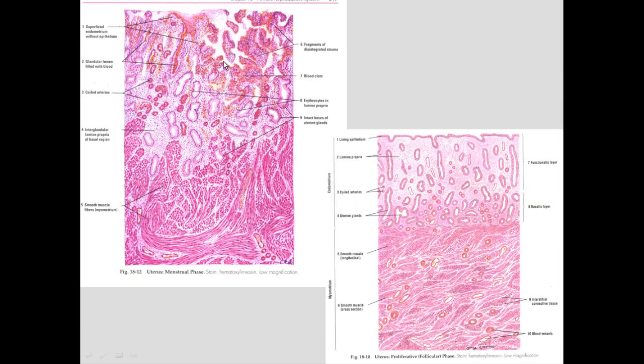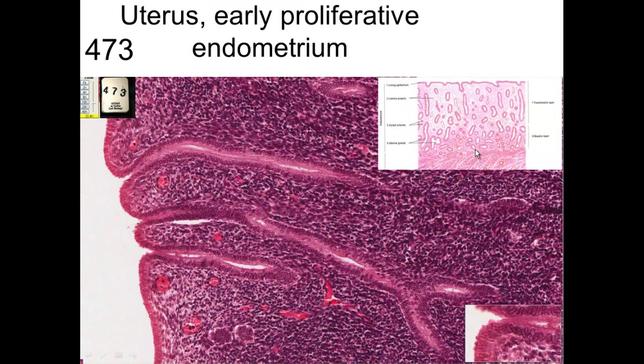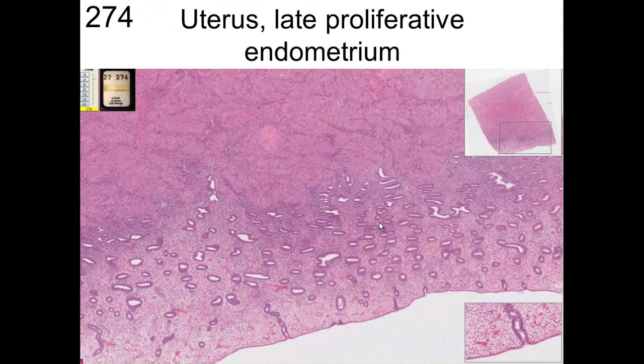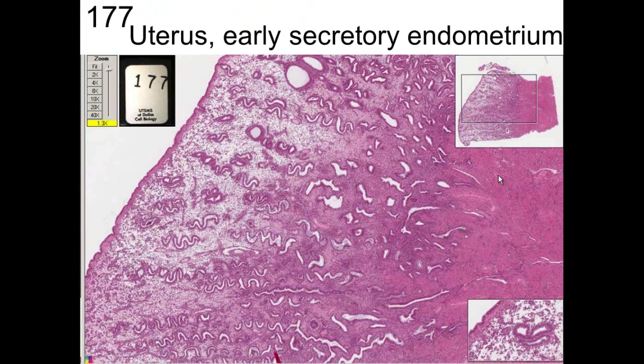Here we see menses, where the functional layer is being killed as it is ischemic. And then you have the recovery. The basal layer recovers again, and you have early proliferation. So this is early proliferation, and then the cells are increasing in number. You might see mitotic figures, and then late proliferation, again late proliferation, and then finally you get early secretory.